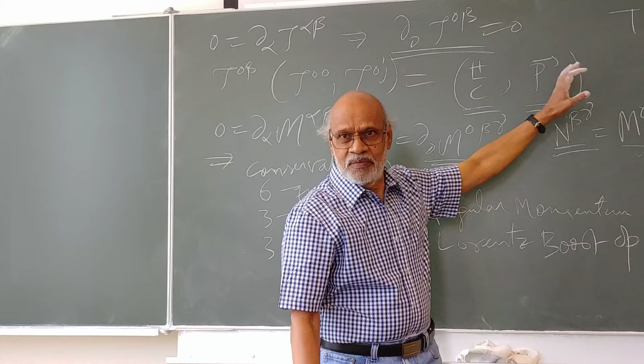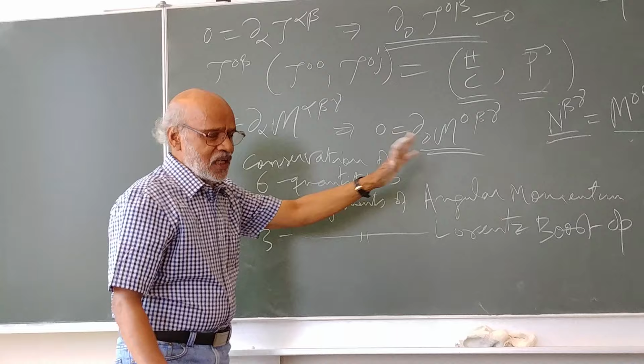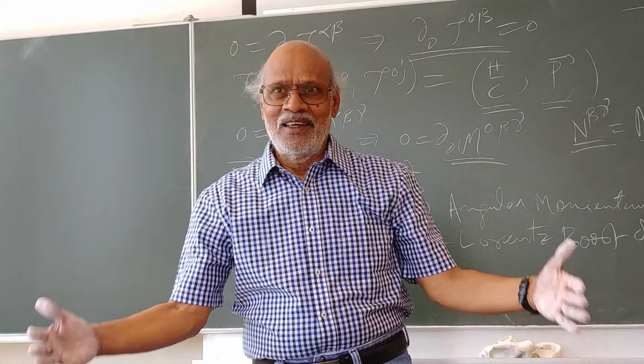quantities, field energy and field momentum. We have six conjugate quantities, three components of angular momentum and three components of Lorentz boost operators. And you can actually derive all these equations. We ignore it for the time being because we have a limited amount of time, we have to go all the way.